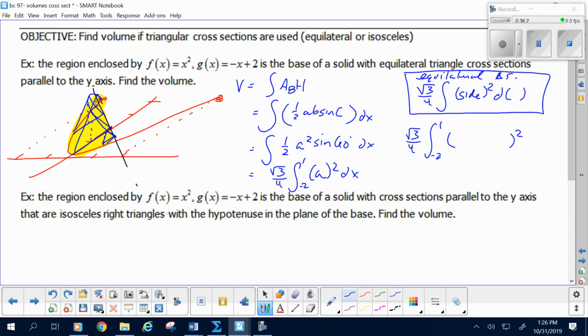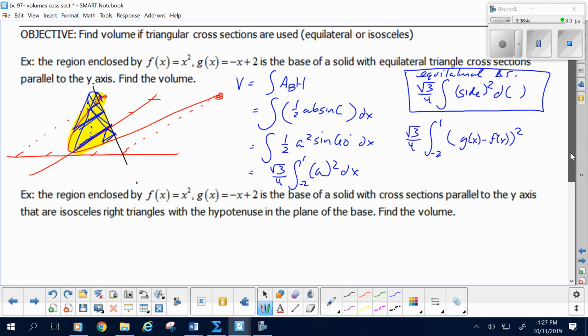It's upper minus lower or right minus left? Upper minus lower. What's upper? G of x and lower? So a side would be G minus F squared for the area, and the root 3 over 4 comes from there. Area of the base times size, or the 1/2 AB sine C. Are we good?